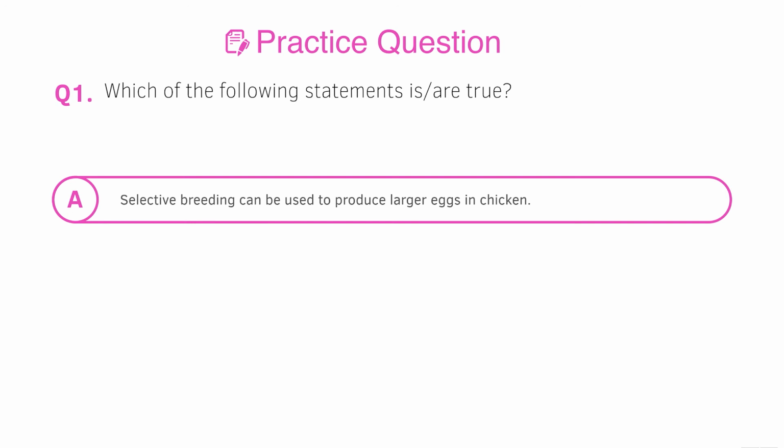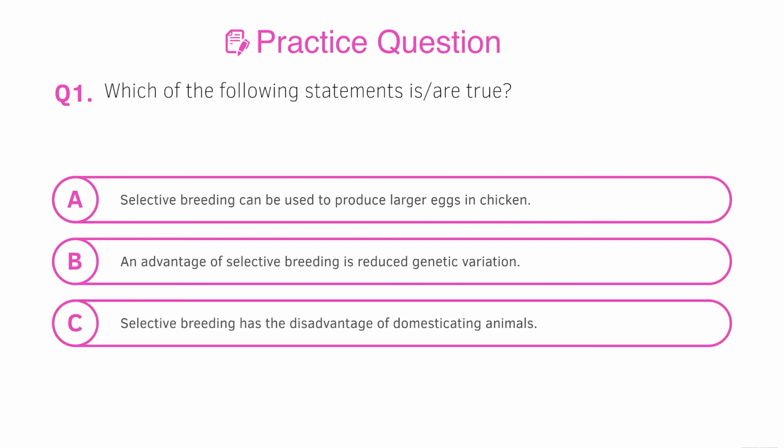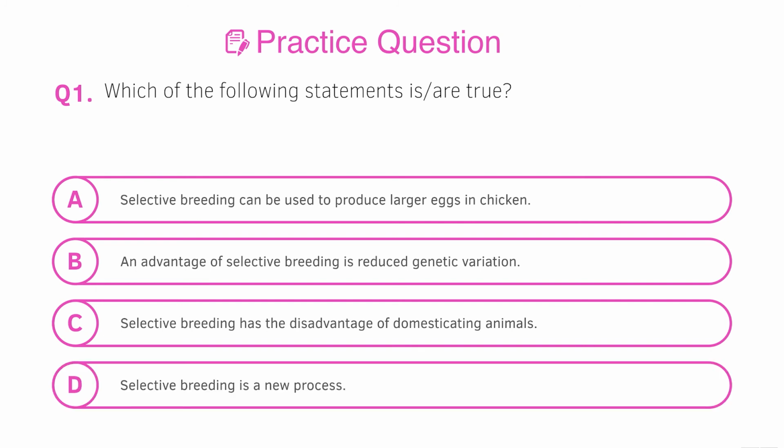So A, selective breeding can be used to produce larger eggs in chickens. B. An advantage of selective breeding is reduced genetic variation. C. Selective breeding has the disadvantage of domesticating animals. And D. Selective breeding is a new process. Okay, so pause the video here, and in a few moments we're going to go through and talk about which answers are true or false and why.